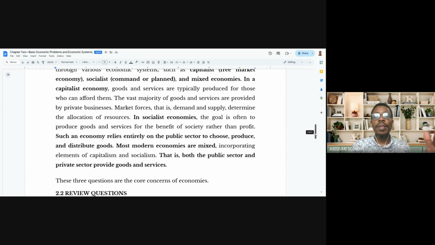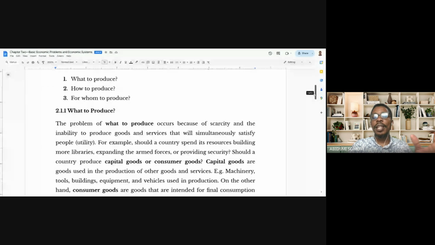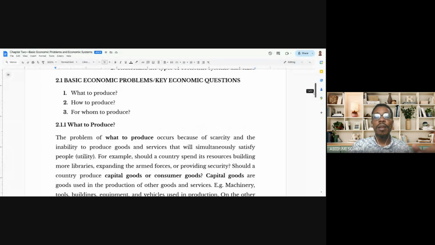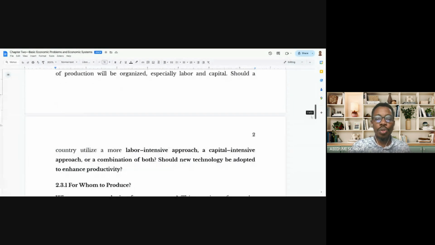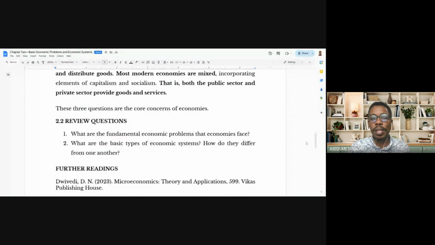All right, so that is the concept of the basic economic problems that countries face: what to produce, how to produce, for whom to produce. All right, so these are review questions. What are the fundamental economic problems that economists face, and what are the basic types of economic systems?